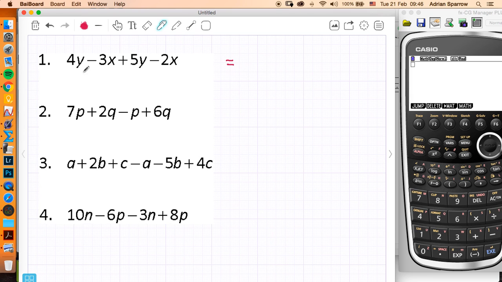Let's simplify all these. The only thing I can add to the y's are more y's, so that's 4 and plus 5, so that's going to give me 9y. And I've got minus 3x and minus another 2x, so minus 3 minus 2 is minus 5x. P's here, let's add more things to these p's, but only p's, so I've got 7 and I've got take away a p there, so that's going to give me 6 p's. And I've got 2q, add another 6q is going to give me 8q.